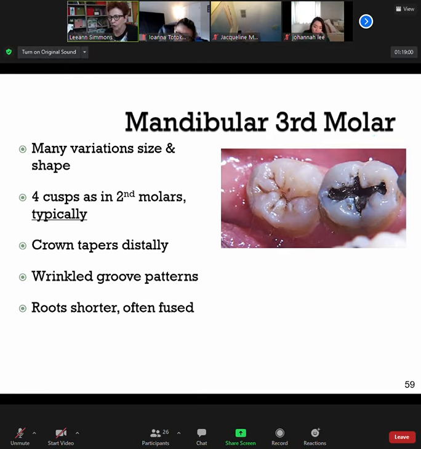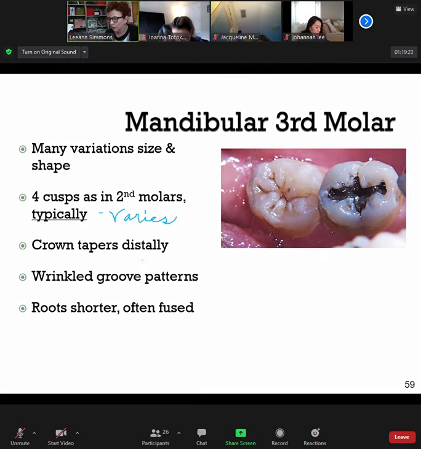Okay, third molars: many variations in size and shape, just like the maxillary thirds. And typically it has 4 cusps like a second does, but it varies a great deal. Lots of variability.